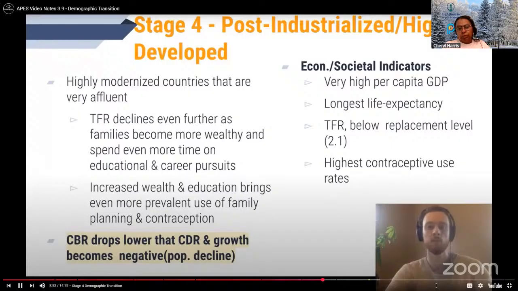If we want to look at indicators of a stage 4 country, they would have the highest per capita GDPs in the world typically. They're also going to have very high life expectancy, meaning that a large portion of their population is elderly. And they're also going to have TFR that is below replacement level, so below 2.1. Examples of these countries would include the United Kingdom, Germany, Italy, and Japan.